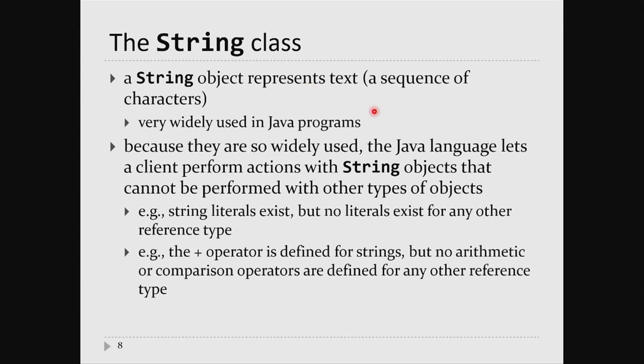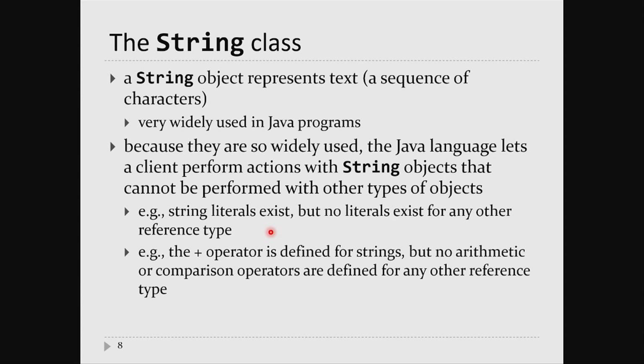And strings are fundamental to the Java programming language. They're very, very widely used in Java programs. And because they're so widely used, the Java language actually goes out of its way to let the programmer use string objects. It almost provides the illusion that string objects are actually primitive types. There's a lot of things that you can do with strings that you can't do with other reference types. For example, you can use double quotes and write down a string literal.